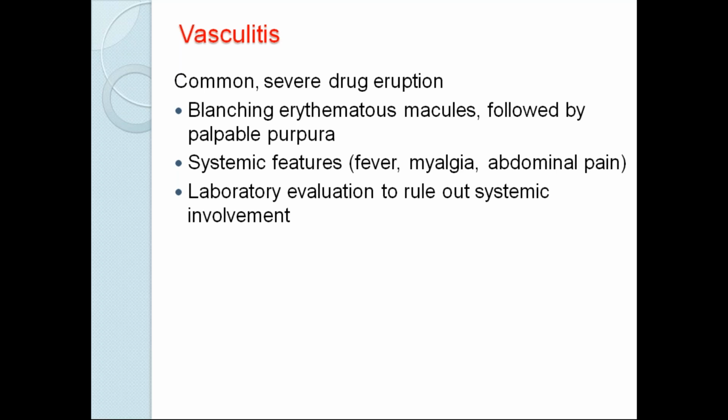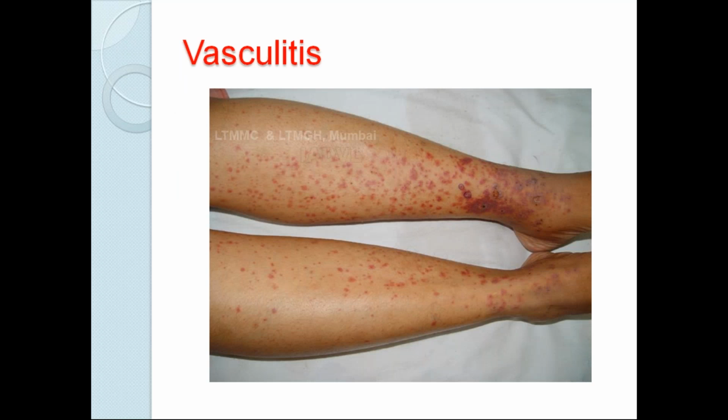And next, vasculitis. Vasculitis is a common severe drug eruption, and here blanching erythematous macules followed by palpable purpura is seen. They will also have systemic features like fever, myalgia, and abdominal pain. Laboratory evaluation to rule out systemic involvement is very important. Whenever you see a vasculitis case, you have to do a thorough workup, because sometimes they might have systemic involvement also. So this is a picture of vasculitis. As you can see, the lesions are small. You can see palpable purpuric lesions, and petechiae can also be seen.